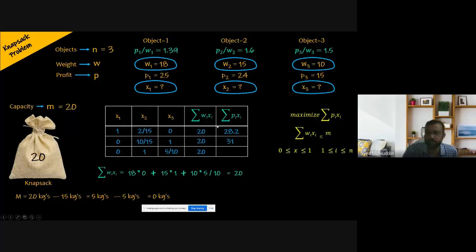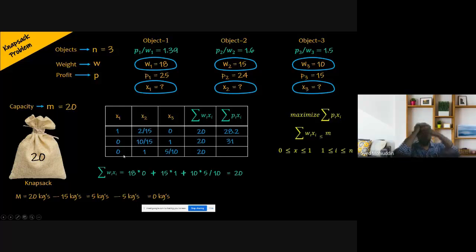Then, which has the next highest profit to weight ratio? Object 3. Since 5 is the remaining weight, we will fill it with the fraction 5 divided by 10 of object 3. So x3 will be 5 by 10. Now 10 into 5 by 10 is 5 itself. So 5 kgs subtracted from the remaining capacity, we are left with 0. So nothing of object 1 will be filled.